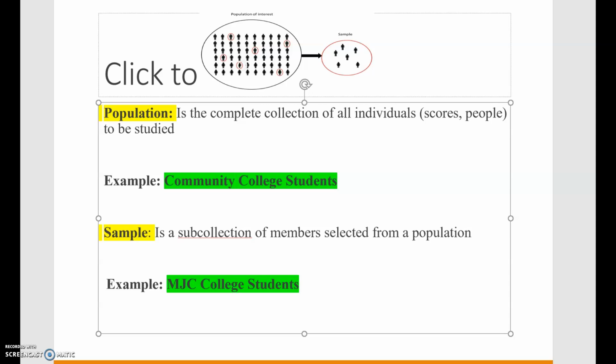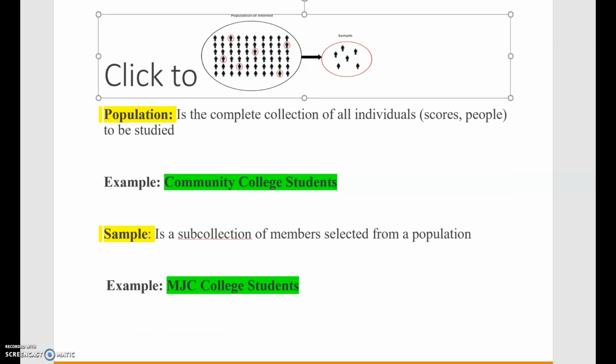So you're looking at a population, and as you look at the population, you may not be able to get data from the entire population because it may be infinite. You're only going to be able to get some samples. So the basic idea for the population is everyone that the researcher is trying to actually survey or collect data from. An example for a population could be community college students. Now, a sample from them, in this case, is a subset. So for us, it would be MJC students.